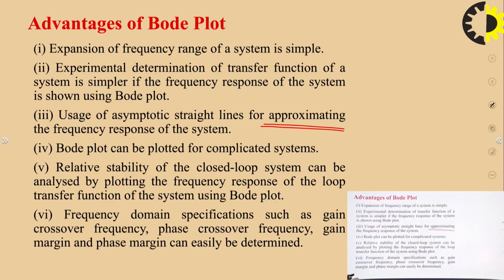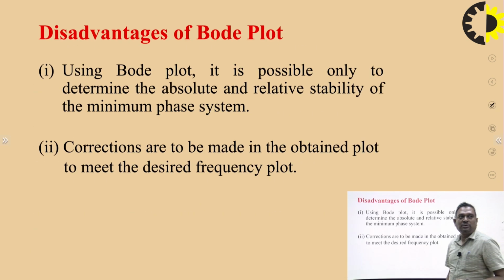Relative stability of the closed loop system can be analyzed by plotting the frequency response of the loop transfer function of the system using the Bode plot. And frequency domain specifications such as gain crossover frequency, phase crossover frequency, gain margin and phase margin can easily be determined. So these are the advantages of the Bode plot method.